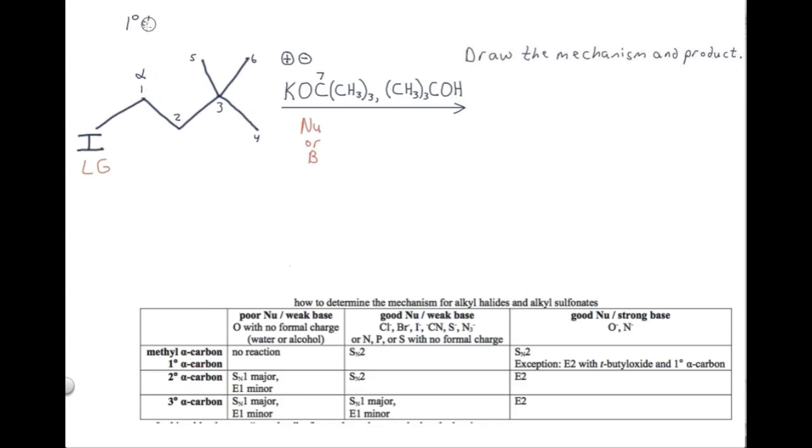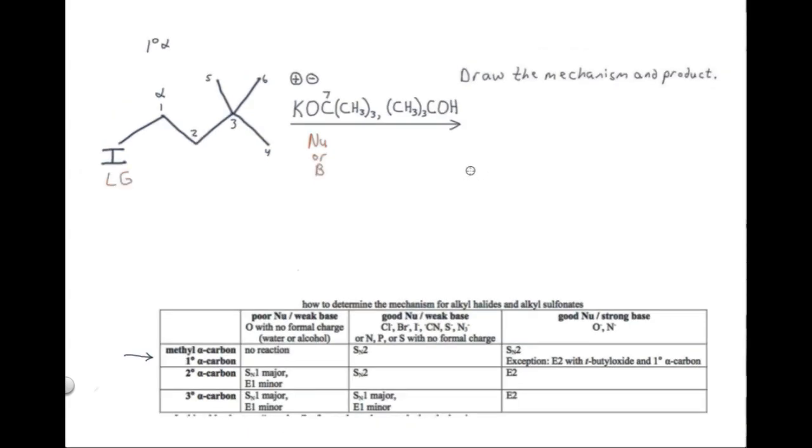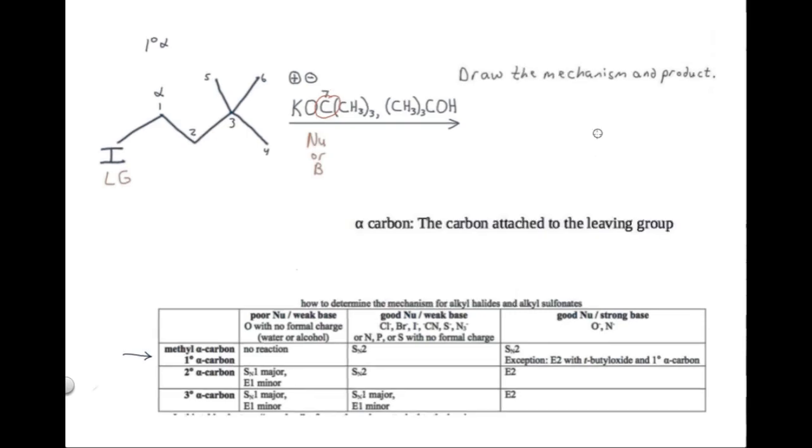We have a primary alpha carbon, which puts us in the top row of the table, primary alpha carbon. Keep in mind that the alpha carbon here is carbon 1. The alpha carbon is not carbon 7. Because in this context, we use the term alpha carbon to refer to the carbon attached to the leaving group.